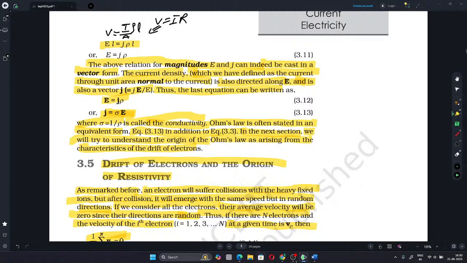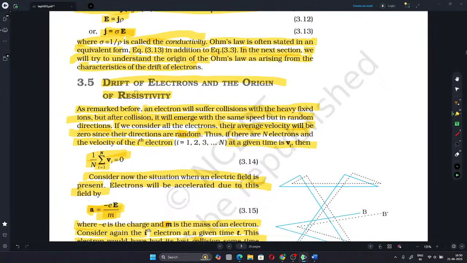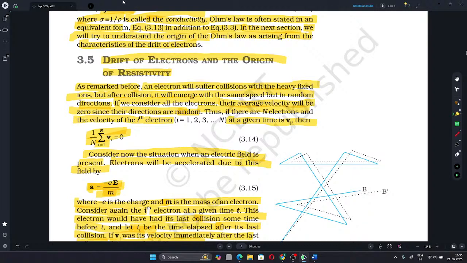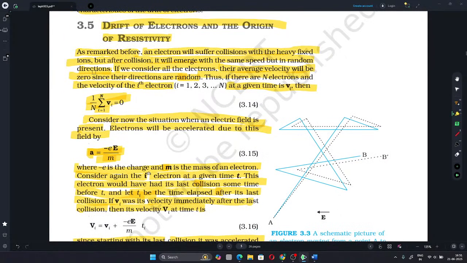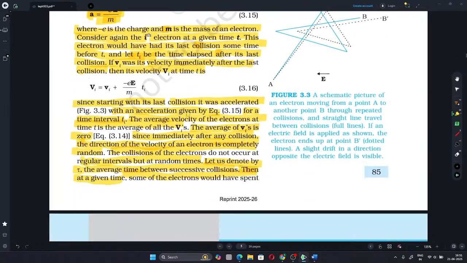Drift of electrons and the origin of resistivity. An electron will suffer collisions with heavy fixed ions called the lattice, but after collision it will emerge with the same speed but in random directions. If we consider all the directions of electrons and sum their individual velocities, we will get that the net velocity will be zero.